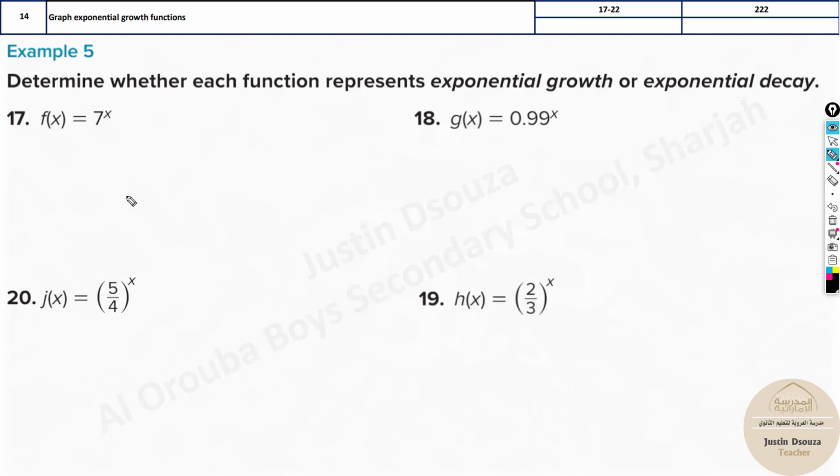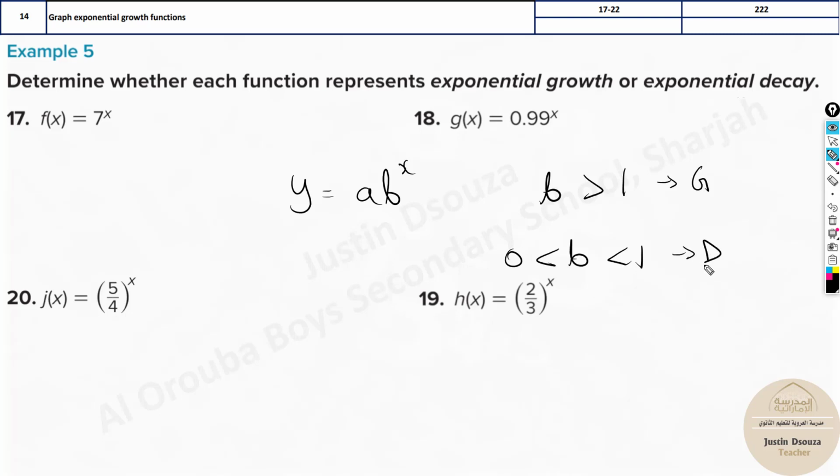It's very simple. Now I'll just write a standard form first. y equals a b^x. The thing is, if b, this value b, which has the exponent x, if it is greater than 1, it's growth. But if b is less than 1 but greater than 0, it must be within this range, it can't be less than 0, then it is a decay function.